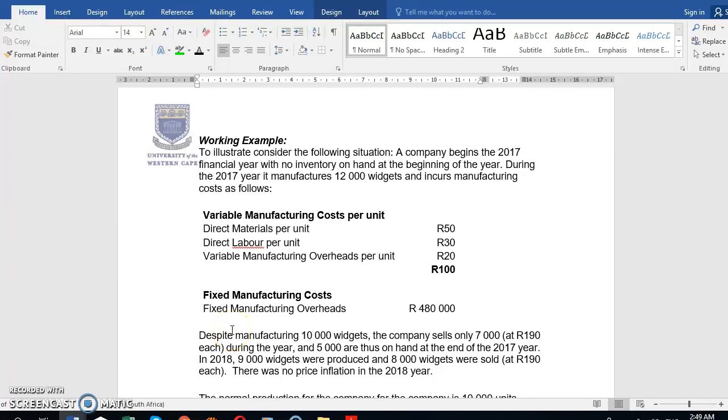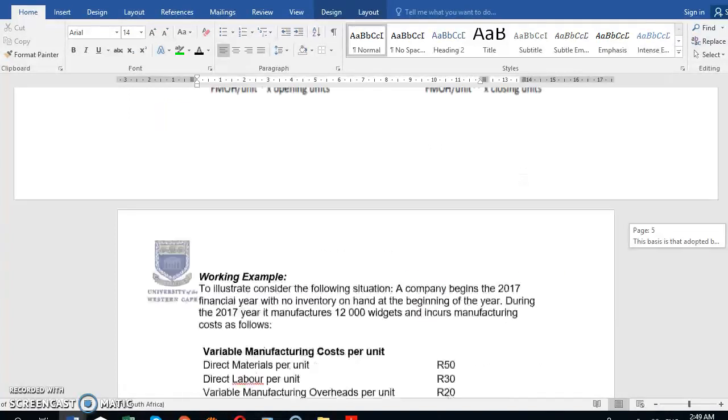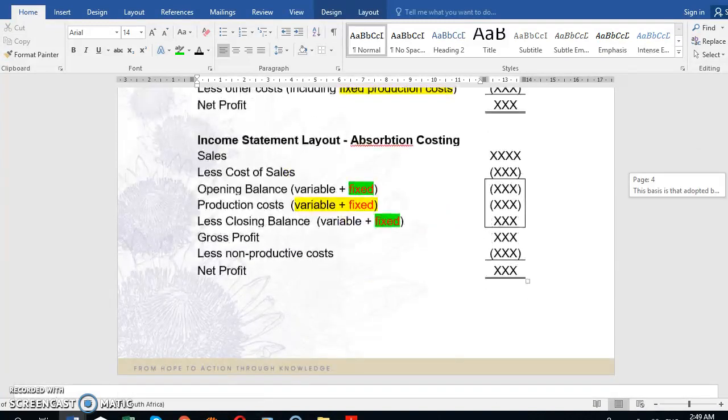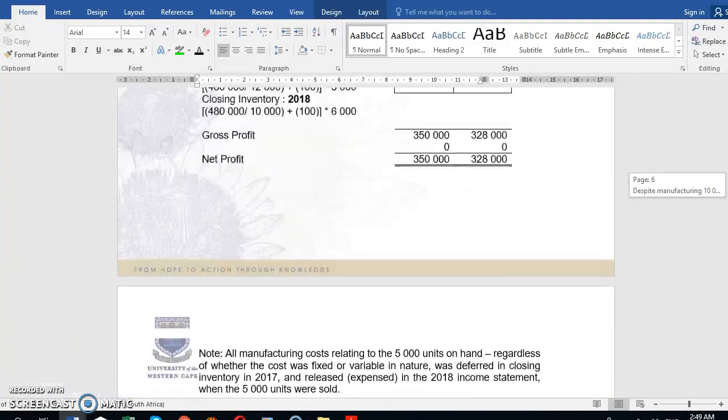Alright guys, so we're going to put this difference between variable or direct costing versus absorption costing into practice through a worked example. This worked example says a company begins the 2017 financial year with no inventory on hand. And that effectively means opening stock. In other words, when we look at our basic layout, the opening balance will be 0. Right, so no inventory on hand in the start.